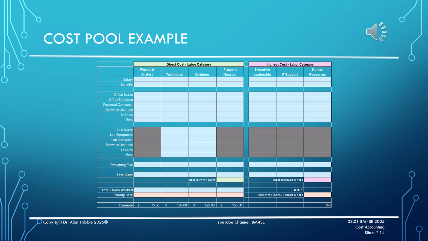In this example, and the example that follows, we'll make up some numbers. Let's assume that the financial analysts cost $75 an hour, technicians cost $100 an hour, and so on. Similarly, we'll assume that the ratio of the total indirect costs to the total direct costs is 33%.